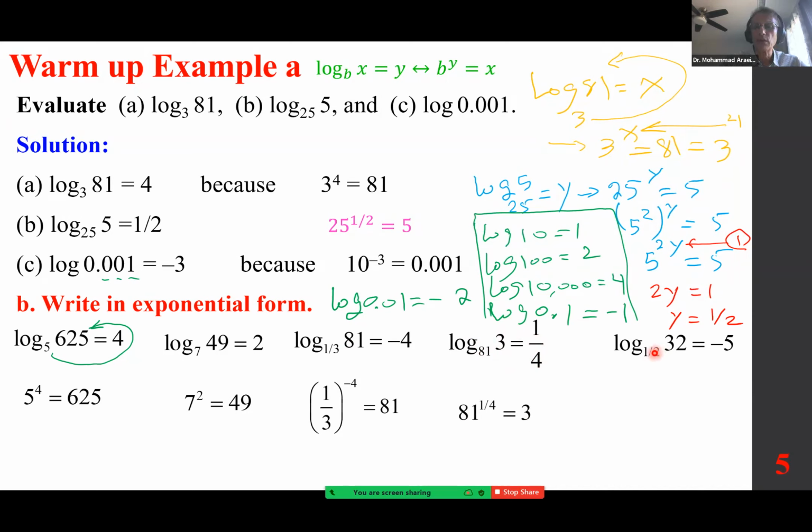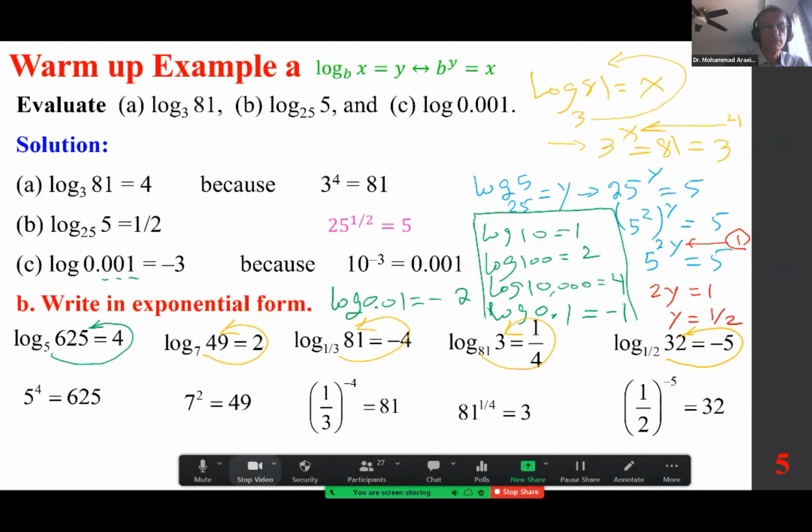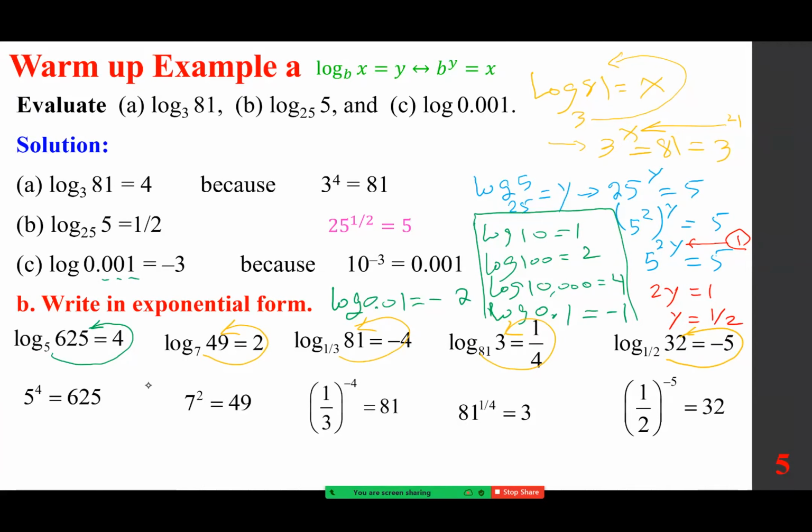The last one, 1/2 to the power of -5 is 32. In all cases, look at the arrow. That makes it easy to follow. You've got to be comfortable with logarithmic properties. You want to study that in case you have a difficult time with that.